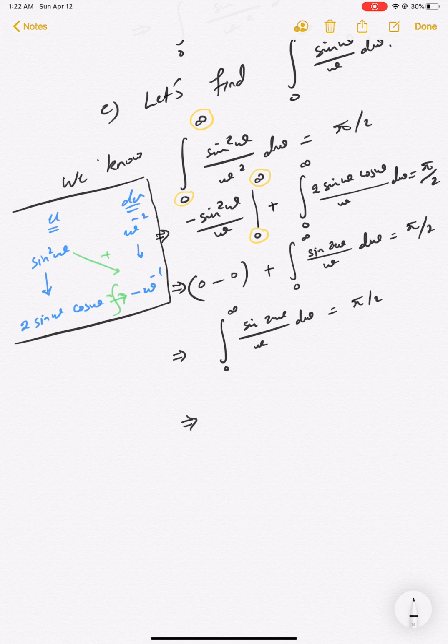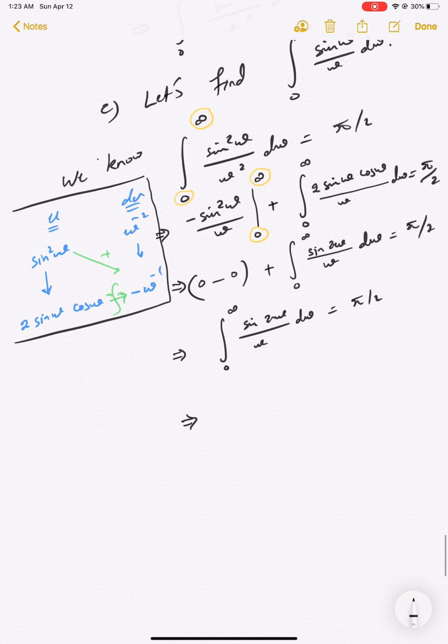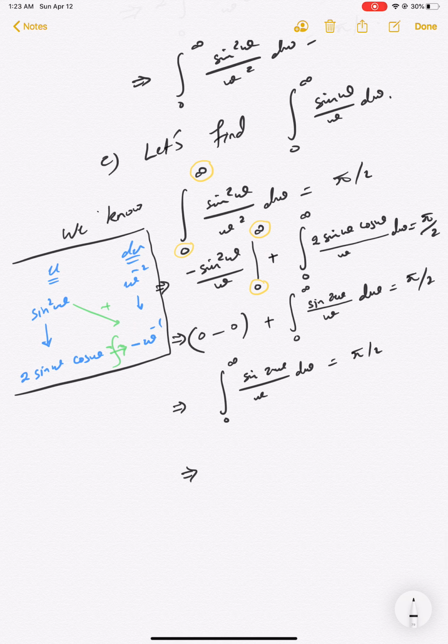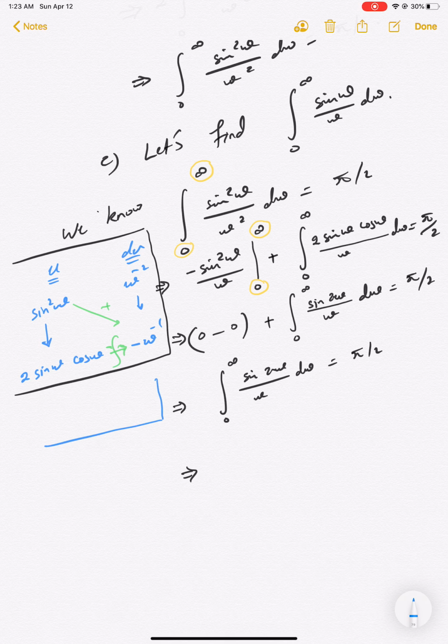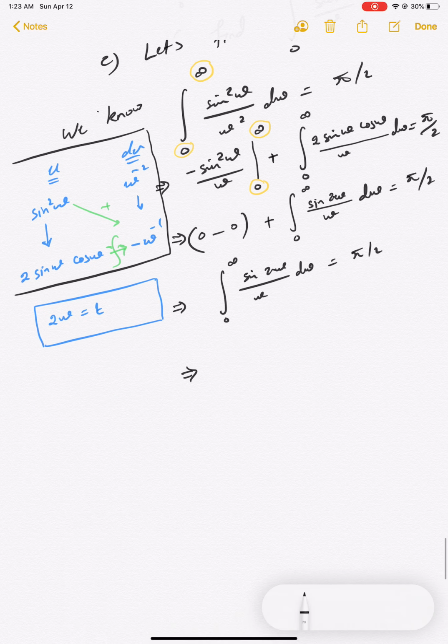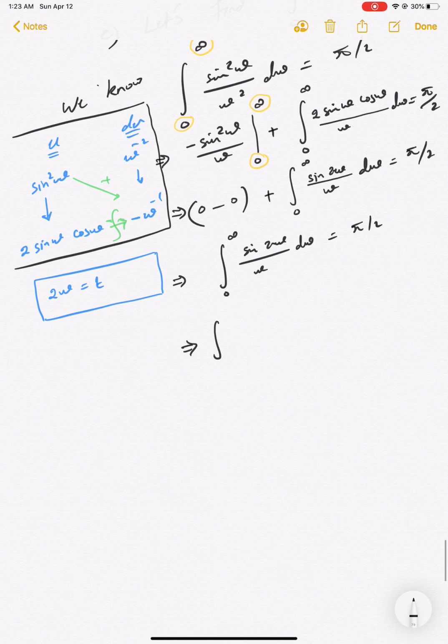Now, what do we want to find? What we want to find is the integral of sine omega over omega. What we found here is the integral of sine 2 omega. So what I'm going to do now is substitute 2 omega as t, for example. In this substitution, when omega is 0, t is 0. When omega is infinity, t is infinity.